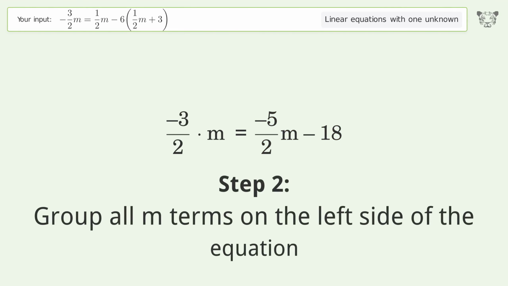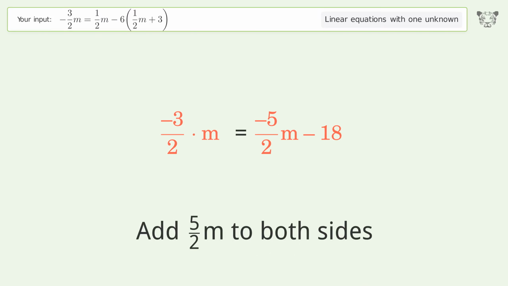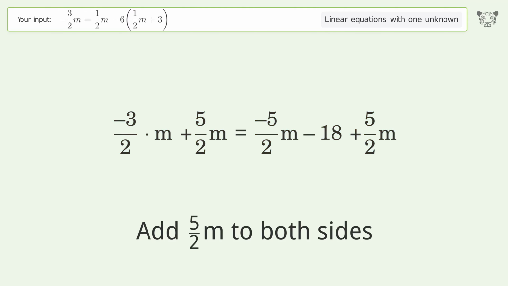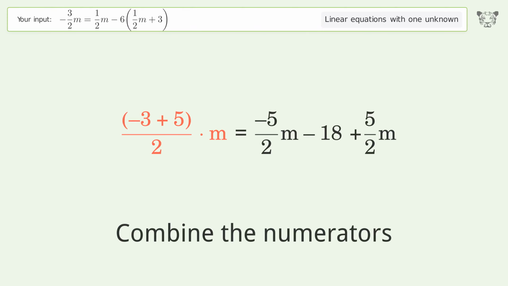Group all m terms on the left side of the equation. Add 5/2m to both sides. Combine the fractions. Combine the numerators.